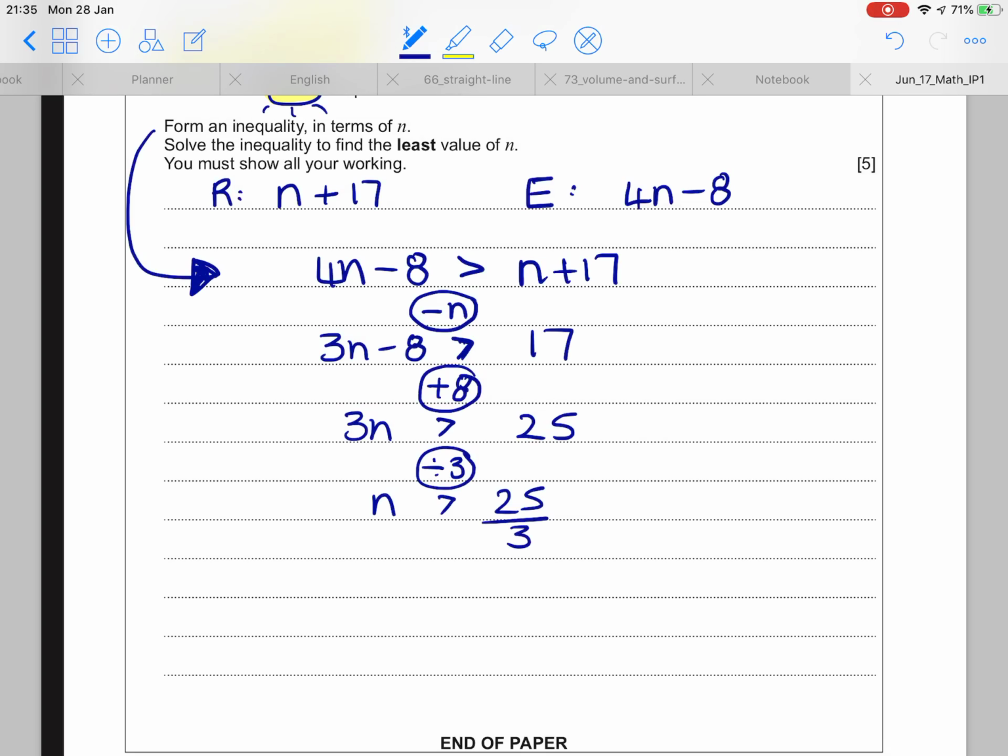25 over 3. That's going to be 8 with the remainder 1. But obviously n is the number of sheep. So n has to be greater than 8 remainder 1. So n, the number of sheep, must equal 9.